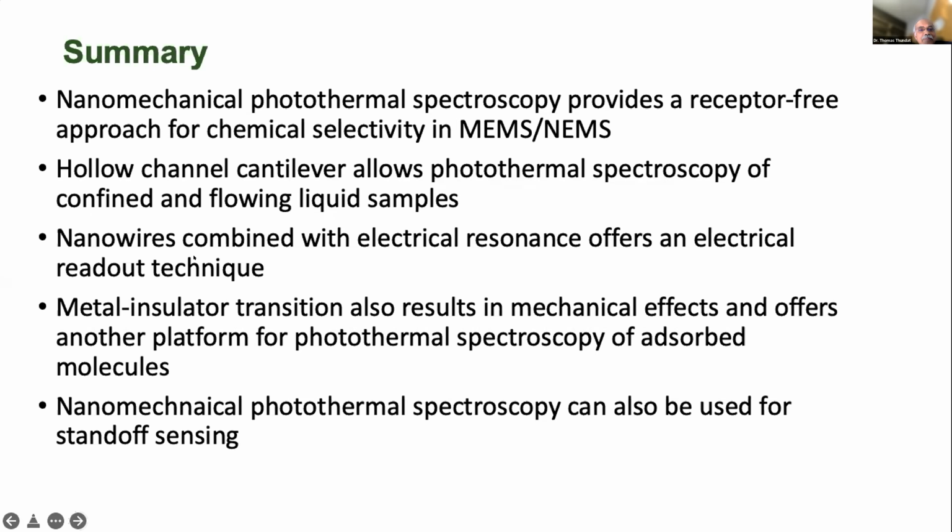We can also use the metal-insulator transition of thin films like vanadium oxide. Vanadium oxide here is only 20 nanometers, but it can still show the transition. And this vanadium oxide is deposited on a silicon nitride microstring. And I also showed that it can be used for standoff sensing. So there are many different possibilities combining light and mechanics here. So I will stop my talk here, and we have enough time for questions.